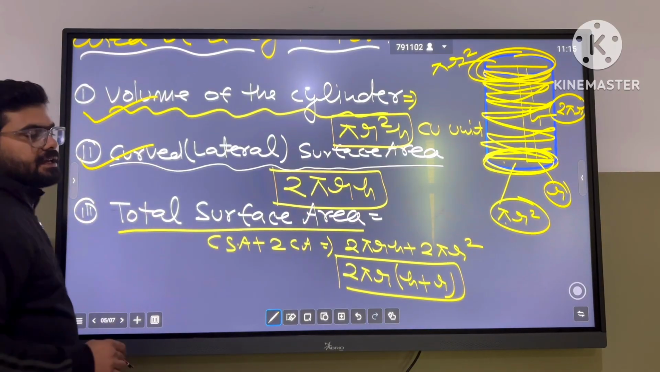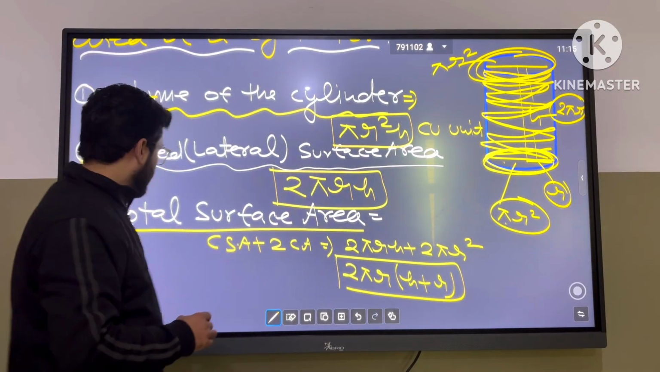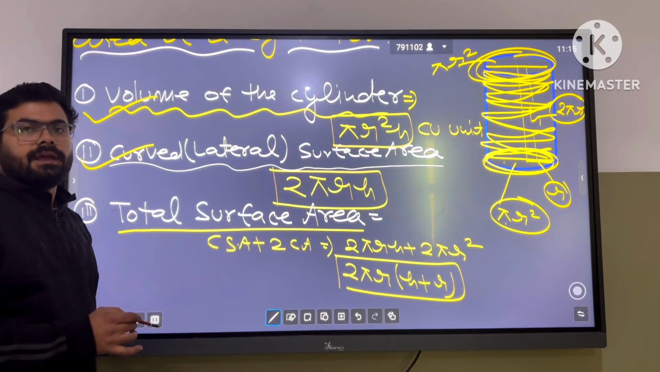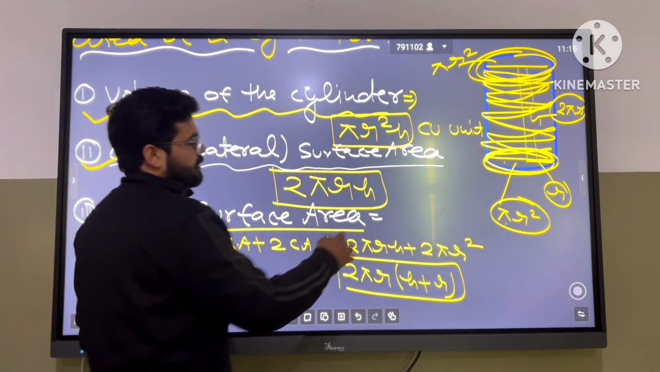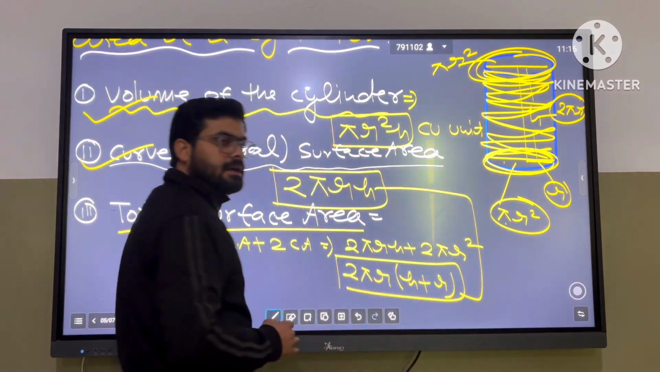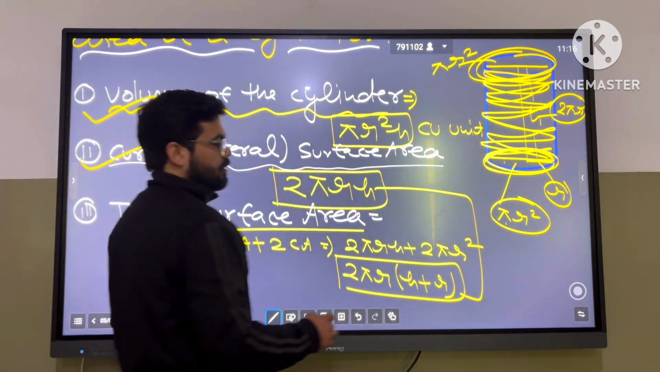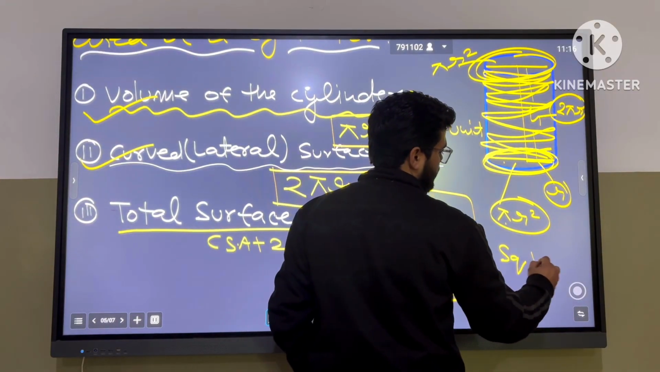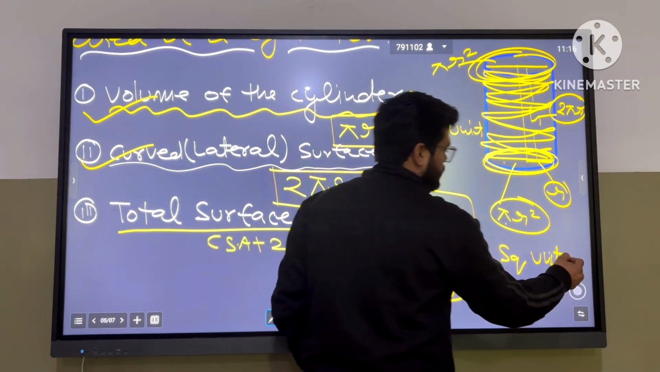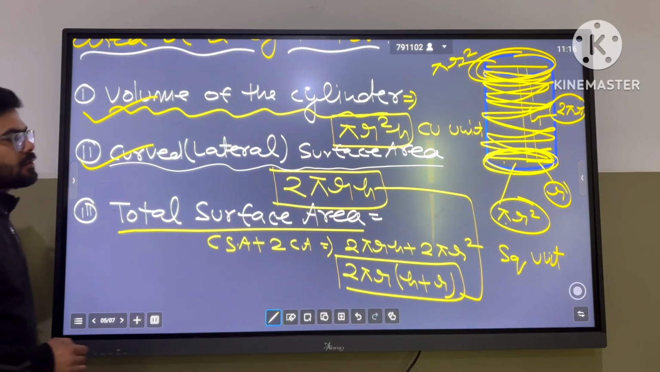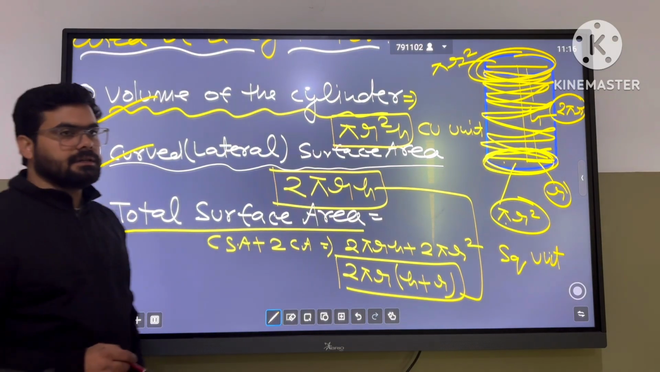Okay. Curved surface area of the cylinder, 2 pi r h, and the total surface area, 2 pi r (h + r). So dear students, what is the unit of surface area? Square unit. The unit is square. Okay. So dear students, now move on to some questions based on right circular cylinder.